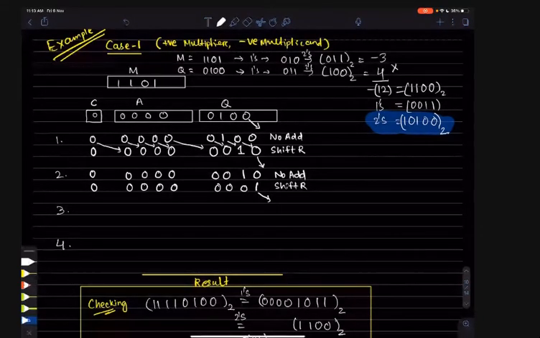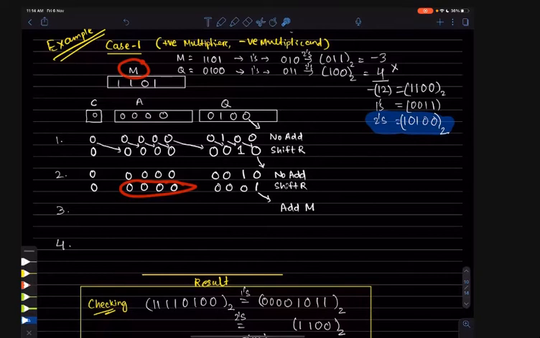The last bit is 1, that means add M. Then what will happen? We have to add M value and A value. So what is the current A value? 0 0 0 0. What is M value? 1 1 0 1. So the addition output will be 1 1 0 1. And what is the sign? 1. So we have extended the sign to C register as well.